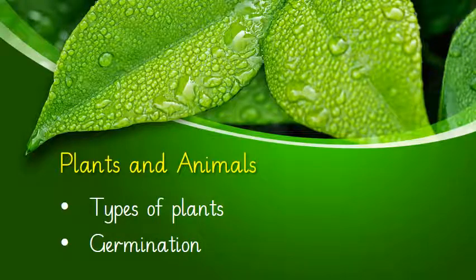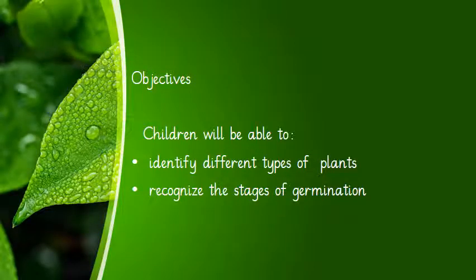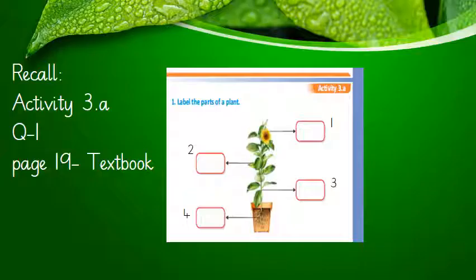Plants and Animals. This is the third chapter of Science textbook, Grade 1. The topics for today's lesson are types of plants, germination. Objectives for today's lesson are children will be able to identify different types of plants, recognize the stages of germination.